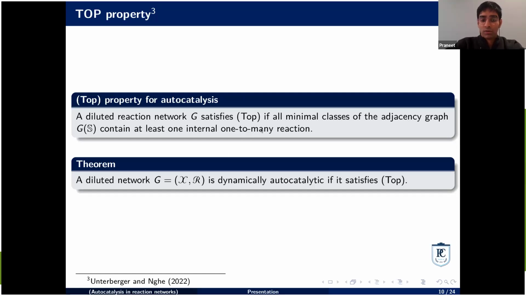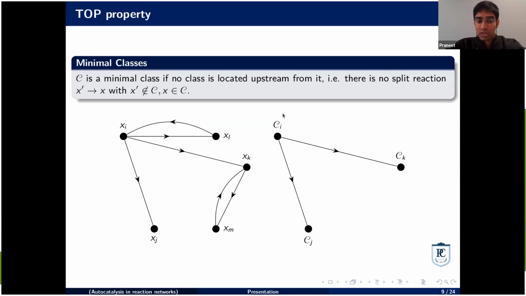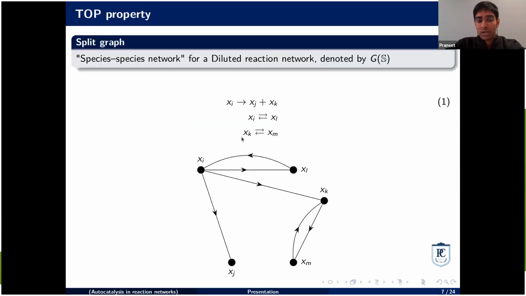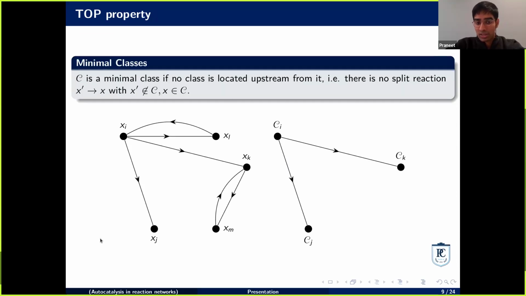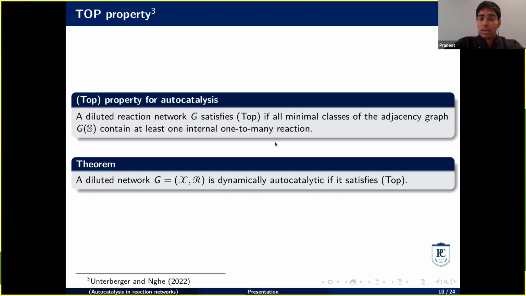So what this means is, for example, this CI is the minimal class. The species CI contains are Xi and Xl. And if we go back here, we see Xi and Xl are not involved in any one-to-many reaction. So this reaction network does not satisfy it in this way. But if there was a one-to-many reaction and they are also strongly connected, the property that makes them belong to the same class, and then it happens that that class is also the minimal one, then that network will be satisfying the top property.